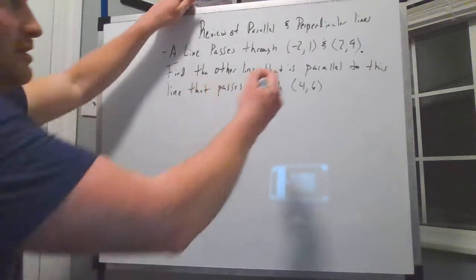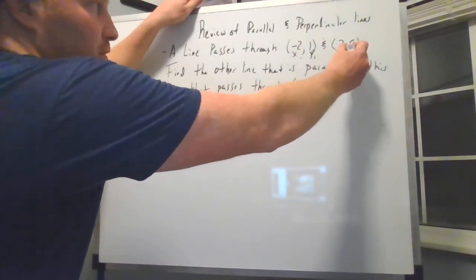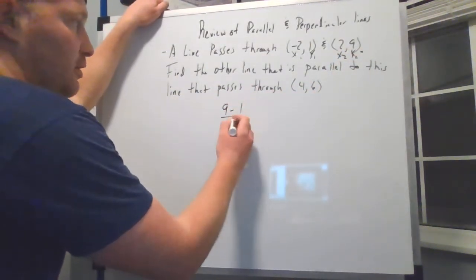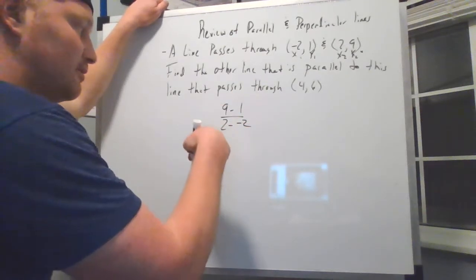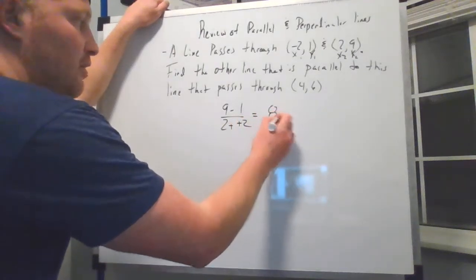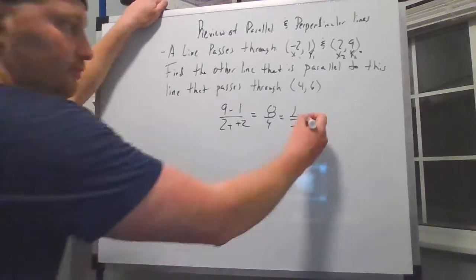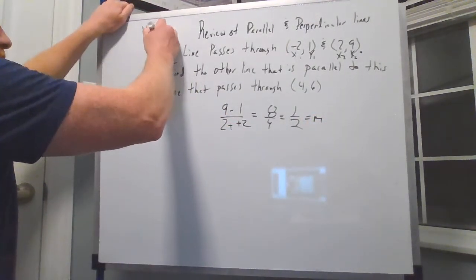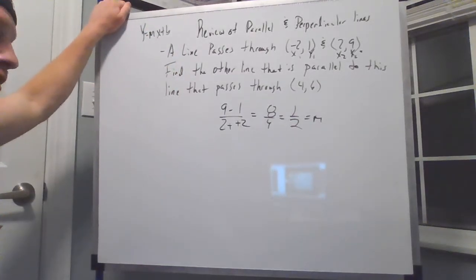So if I'm going to label this as my x1, y1, x2, y2, I'm going to just go ahead and do 9 minus 1 over 2 minus -2. Remember, that's a minus in the equation, okay? Minus negative is plus positive. So I'm going to get 8 over 4, which is equal to 1/2. Now, that is your m. Do not forget, we are using this equation, y equals mx plus b, for every linear equation, always.